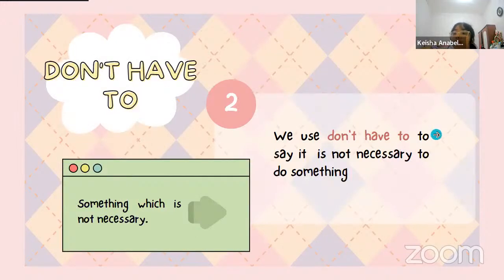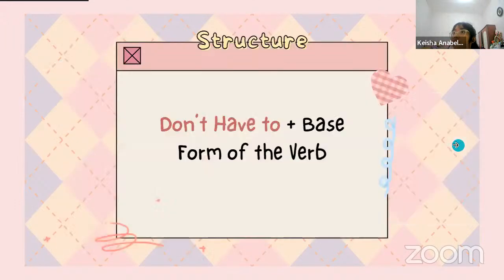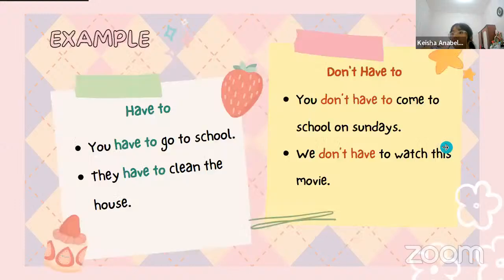Don't have to. Don't have to is something which is not necessary. We use don't have to to say it's not necessary to do something. The structure is don't have to plus base form of the verb.